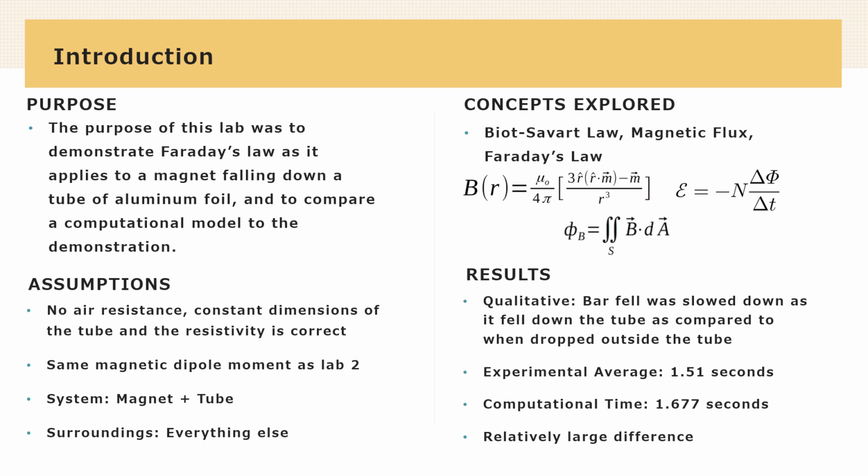The results were that as the bar fell, it was slowed down compared to when it was dropped outside the tube. The experimental average for the fall was 1.51 seconds, and the computational time was 1.677 seconds. This is a relatively large difference.